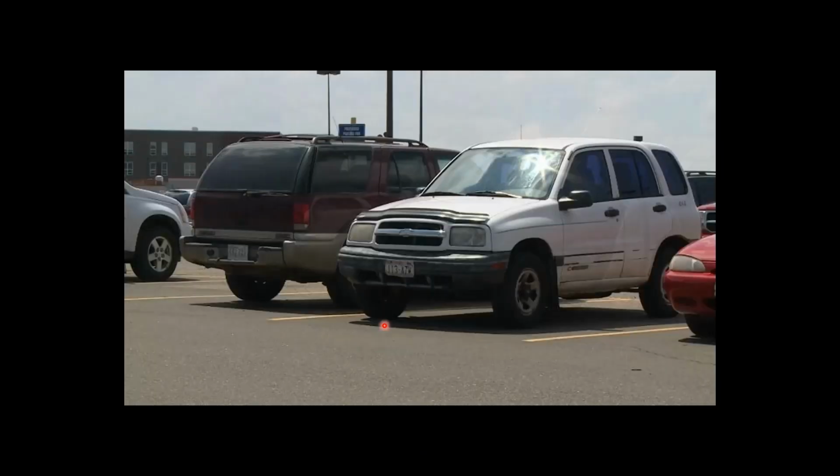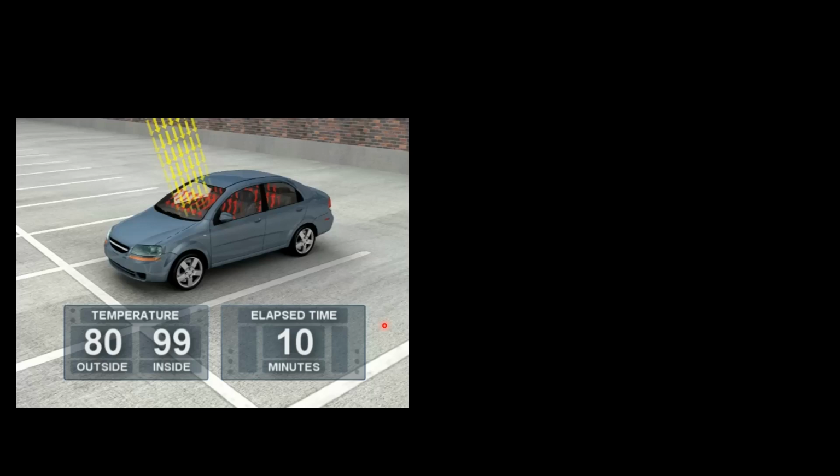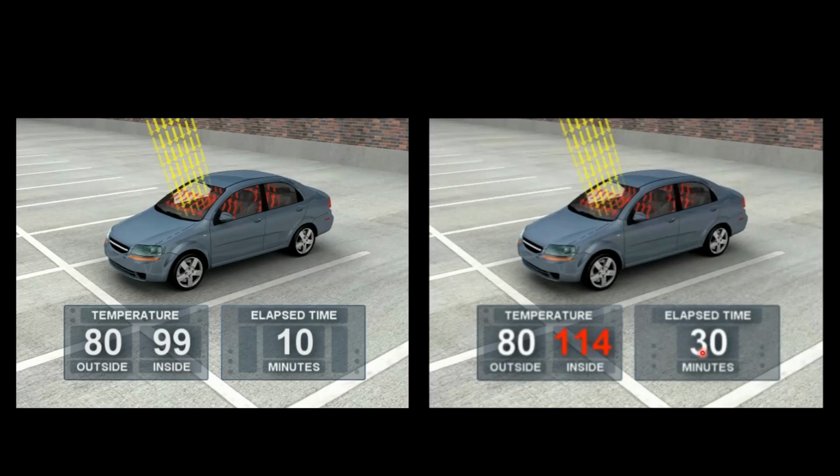I'm showing it right here. These cars are just sitting in a parking lot soaking up sun all day. So you might have seen or heard discussions like this, where it doesn't take very long for the interior of your car to heat up when it's just sitting in the sun. This figure suggests that in only 10 minutes, there's a difference between the outside temperature and the inside temperature of 19 degrees. After another 20 minutes, so 30 minutes total elapsed time, the temperatures climb to 114 degrees.